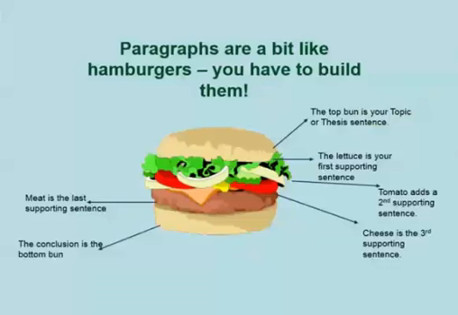Paragraphs are a bit like hamburgers. You have to build them. Notice that the top of your bun is going to be like the topic or your thesis sentence. The lettuce is going to be your first supporting sentence. The tomato adds a second supporting sentence. The cheese is the third supporting sentence. The meat is the last supporting sentence, and most of the time the most important one. And the conclusion is the bottom bun.